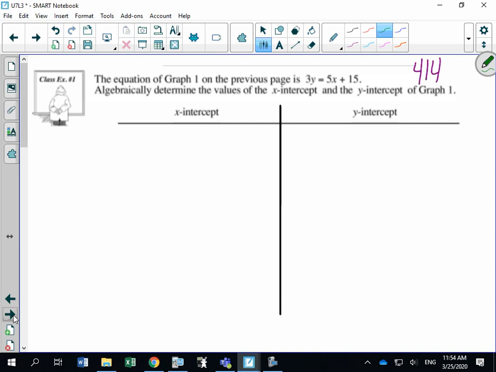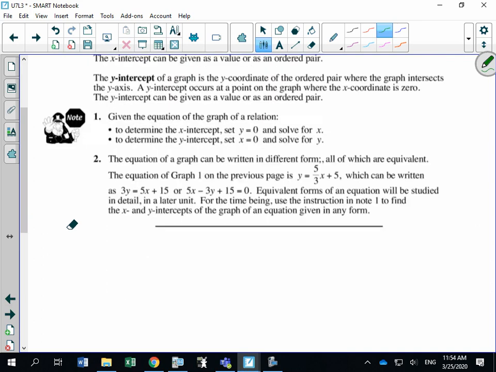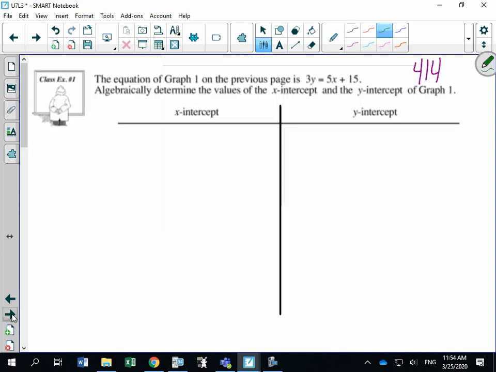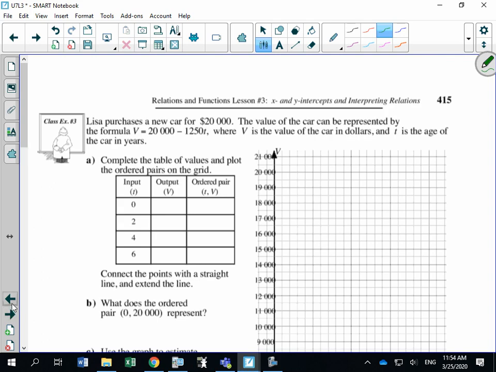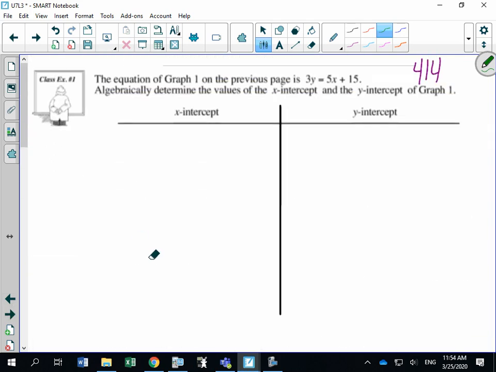So what is this? Sorry, I'm just trying to figure out where I've got my work. So this looks like class example number 1. And let me see if I have number 2 on here. I've got it down here. Okay.